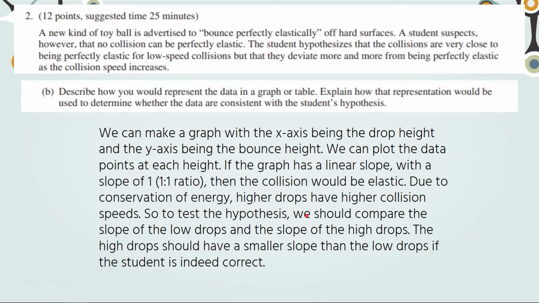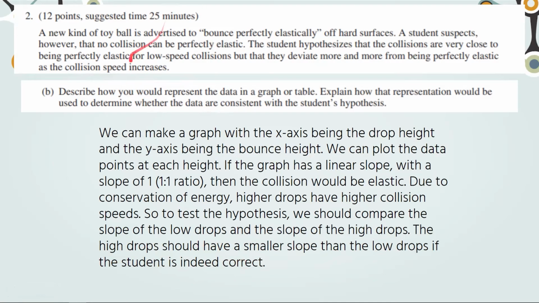So to test the hypothesis, we should compare the slope of the low drops and the slope of the high drops. The high drop should have a smaller slope than the low drops if the student is indeed correct. This is since the slope is the ratio between the bounce height and the drop height. So since we predict that the high drop is not perfectly elastic, that means some energy will be lost. So the bounce height will be lower than the drop height, meaning if we form a fraction between the two, or we make the slope, then the slope is less than 1. So that's why the higher drops should have a smaller slope than the low drops, if the student is correct.